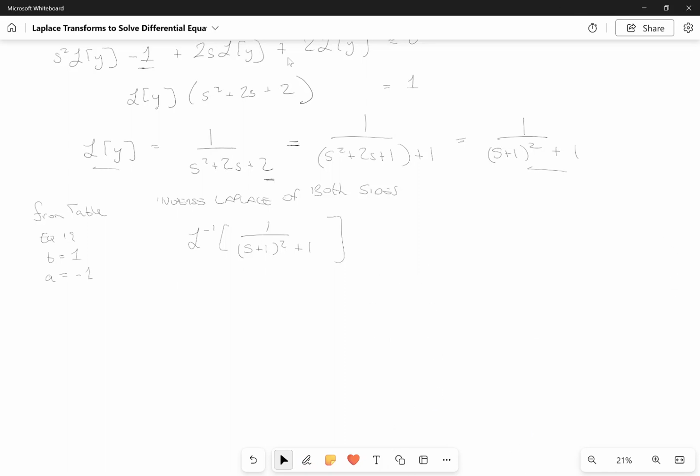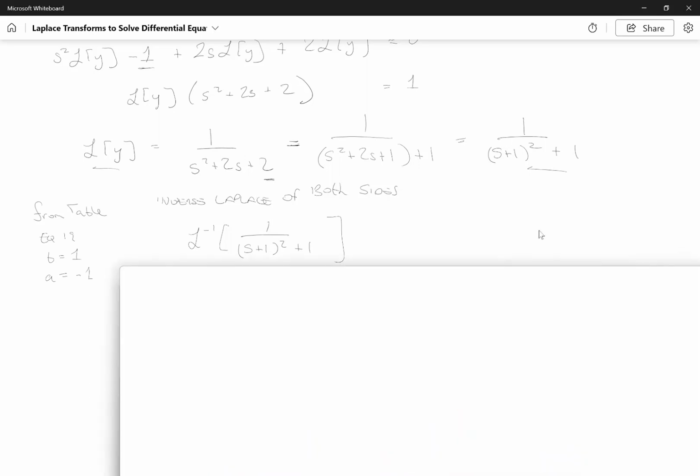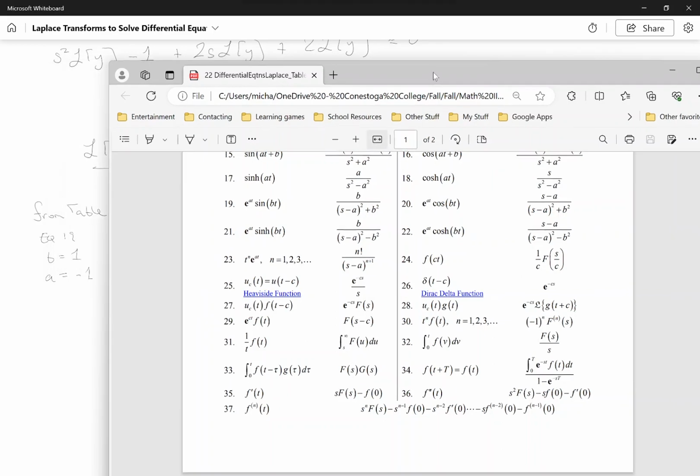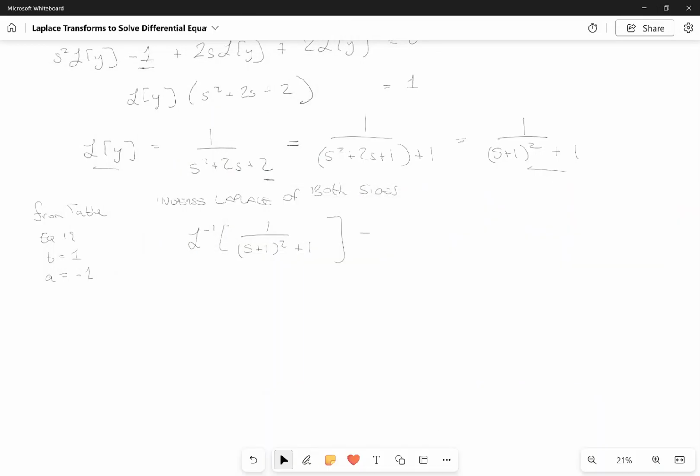Let me go and grab the table here. Let me double click it. Look at equation 19. B is 1, so we have sine of t, and e to the negative, because a is negative 1. So it's e to the negative t sine of t.